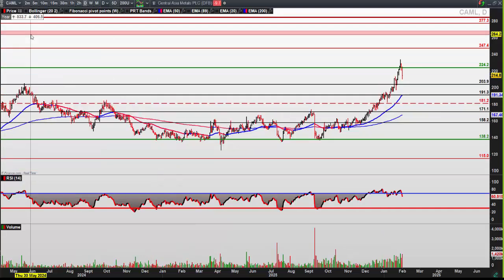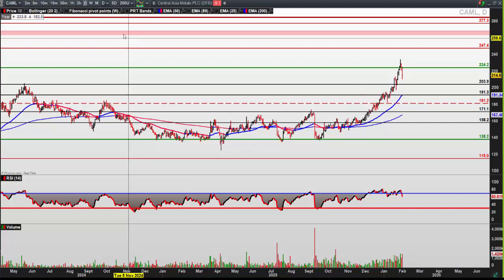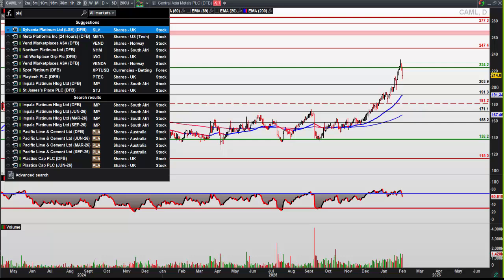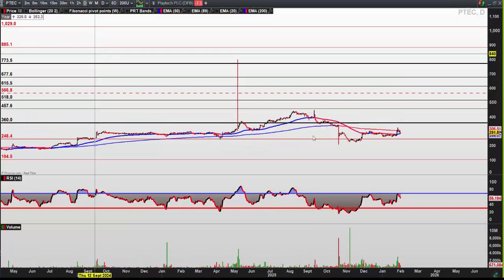Pulling back. I would love to see Camel at 190 at CAML. I'd love to see that drop right back into that 190. I'm just going to come to your one in a minute. I meant to look this one up and I haven't, so I'm going to do it now. Ooh, that's interesting. That's getting interesting.